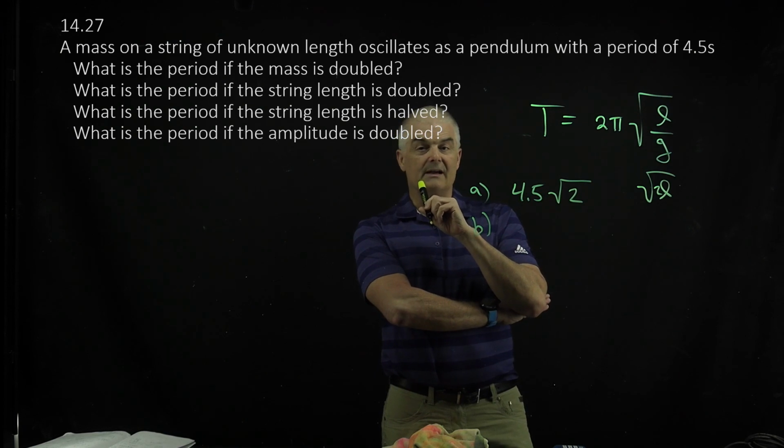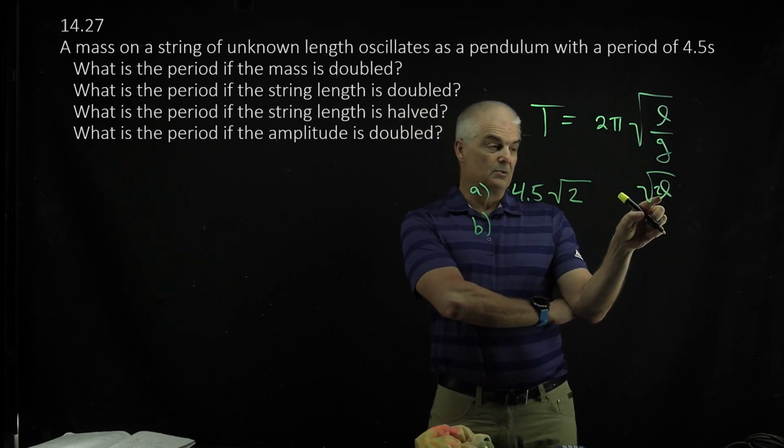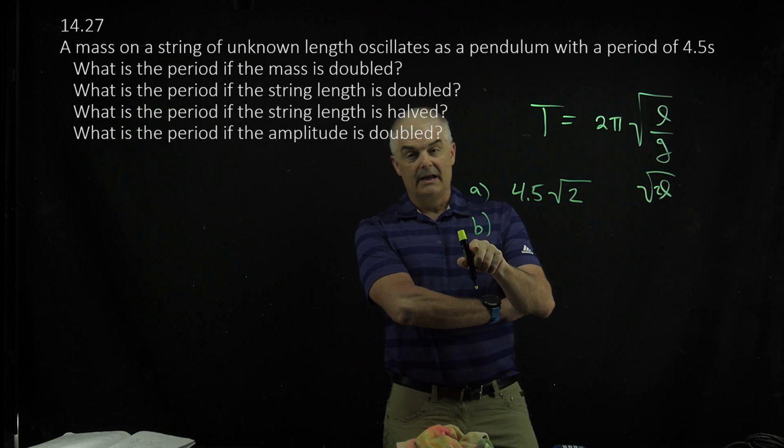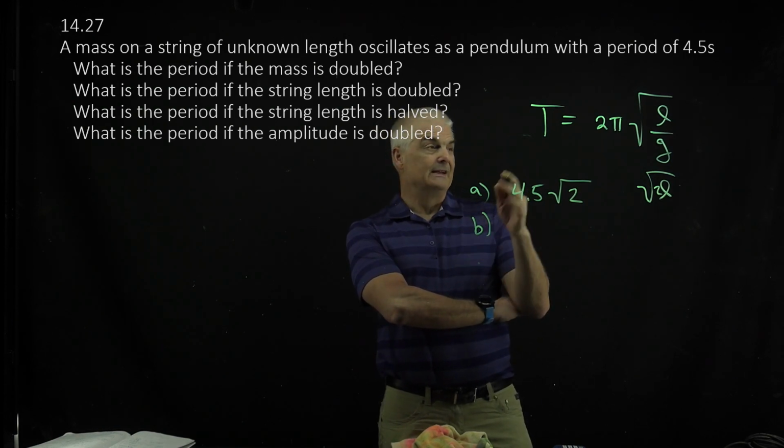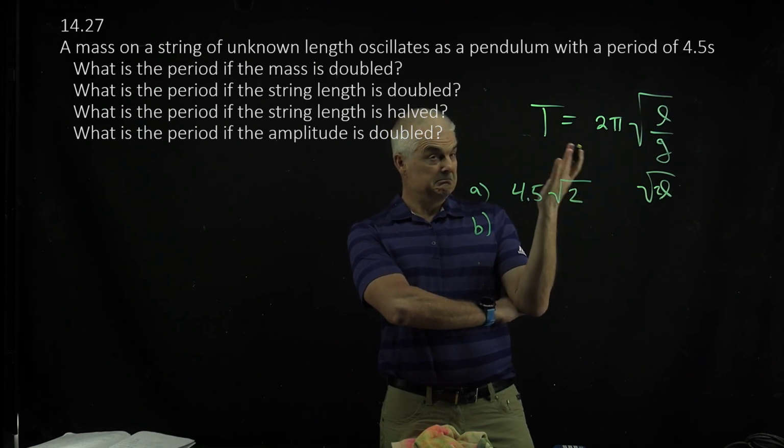What if I cut the length in half? What is this, 2? You don't put 2 here, but a half here, right? And then letter C, if we change the amplitude. If I change the amplitude, do you see amplitude in the equation? I'll bet you can figure it out.